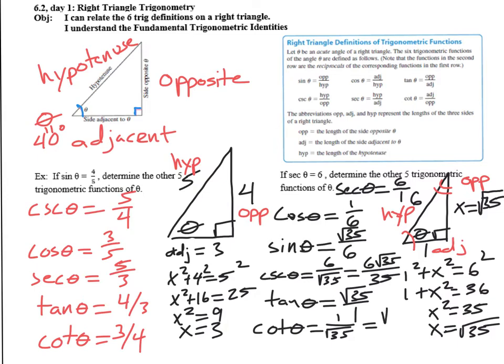All right, this would get rationalized to the square root of 35 over 35.